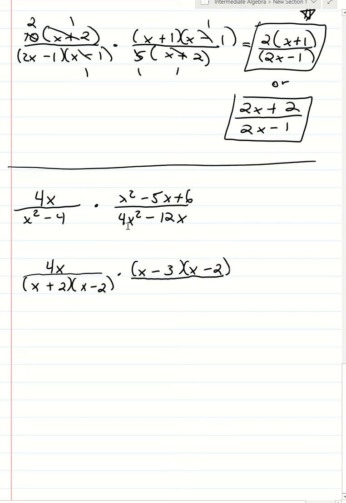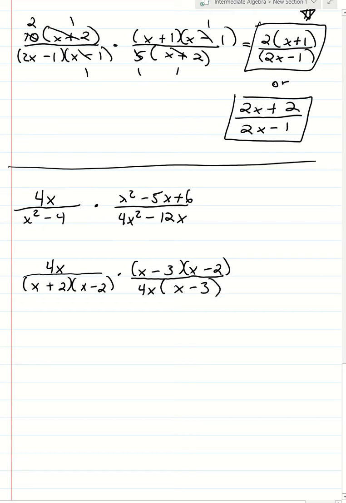Now, as far as this last denominator here, the only thing that I could do from a factoring point of view is factor out a common factor of 4x. If I factor out the 4x from the first term, we get x. And if I factor out 4x from the second term, we're left with a minus 3.